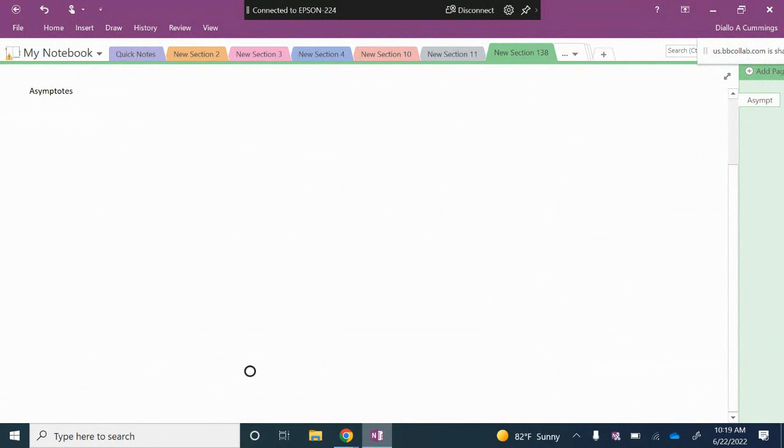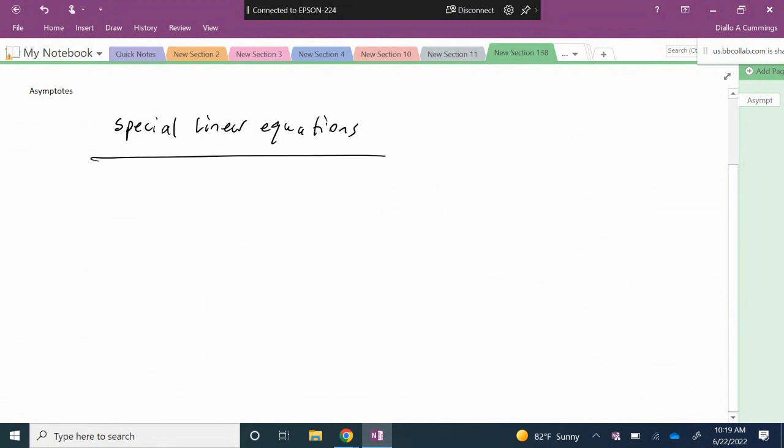All right, so today we're going to talk about asymptotes. But before we begin to talk about asymptotes, I just want to review some special linear equations. The two special linear equations we're going to talk about are horizontal lines and vertical lines. And just to review this, because we're going to talk about asymptotes and they're going to play on the horizontal and vertical lines.